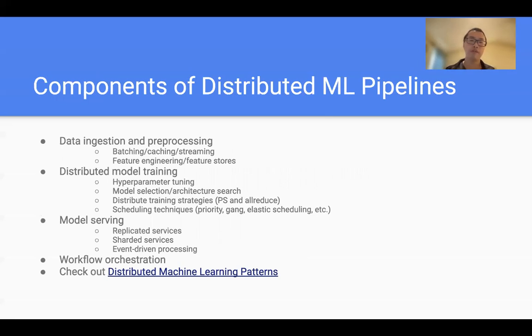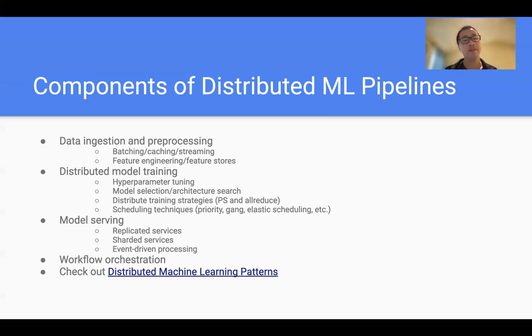So what are the components of distributed machine learning pipelines? The first part is data ingestion and data pre-processing. You may encounter things like batching and caching, and streaming if you are working on a streaming-based data set. And you may perform some feature engineering and perhaps require some feature stores in order to make the model training and model serving more consistent and make your engineered features better served in production.